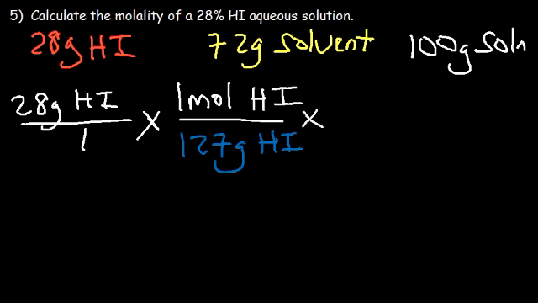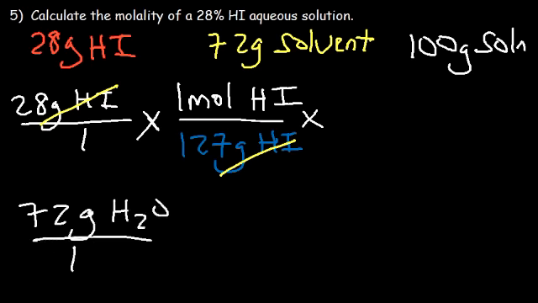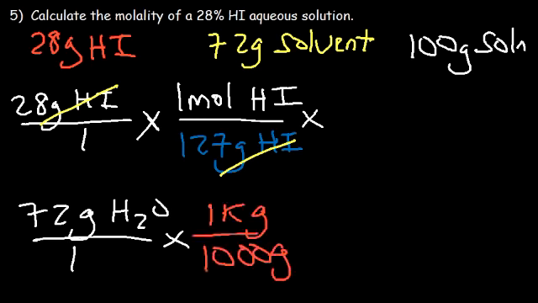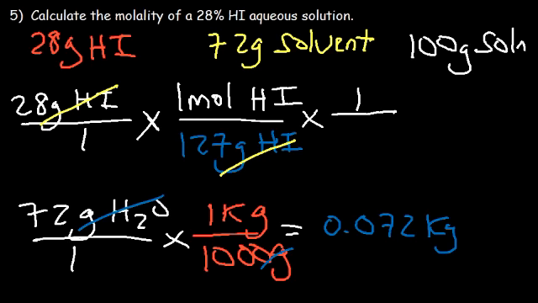So now that we have moles, all we need to do is divide by the kilograms of solvent. So we have 72 grams of H2O. And to convert that into kilograms, let's multiply by 1 kilogram per 1,000 grams. So 72 divided by 1,000 is about 0.072 kilograms. So we're going to divide the moles by 0.072 kilograms of solvent. So now we have the molality.